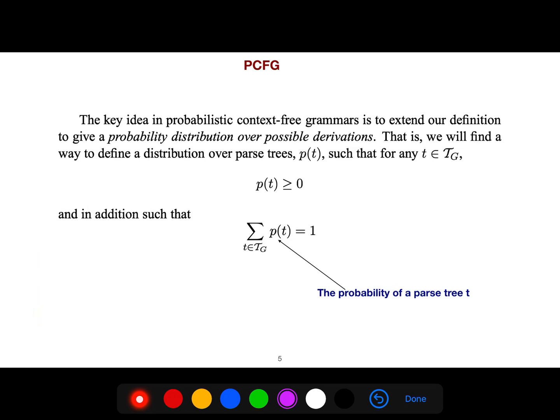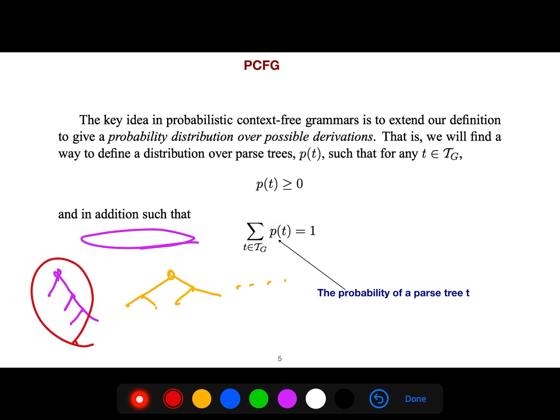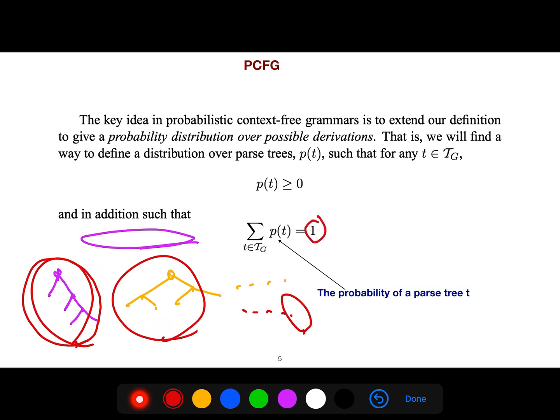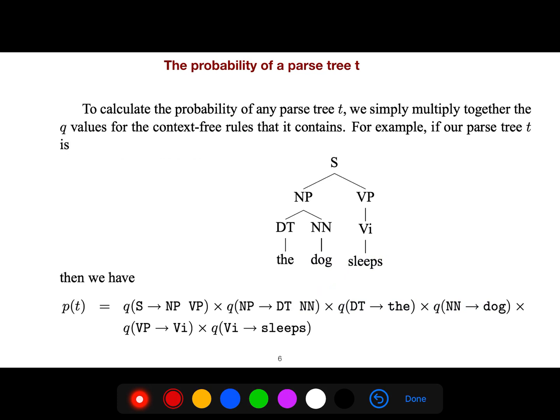And the PCFG, as I said, is the probability of a parse tree over all trees. For example, a sentence could have this tree, could have this tree, or any other tree. But what is the probability of this? If you sum the probability of occurrence of this and many other trees, which could be exponentially many, they sum to 1. So we will find a way to define a distribution over parse trees, P of tree, such that for any tree in your set of trees, the probability is positive, and also the summation of them is 1.